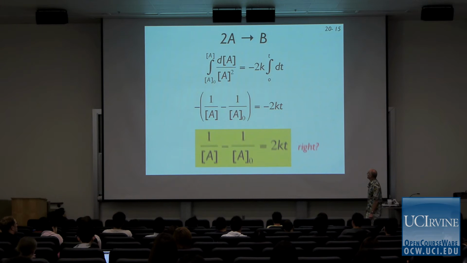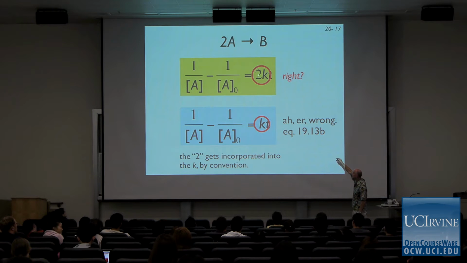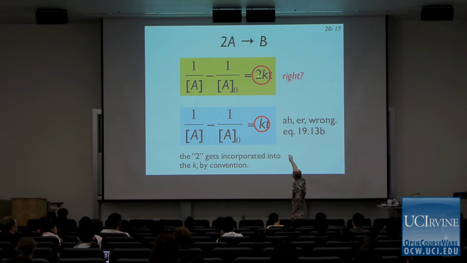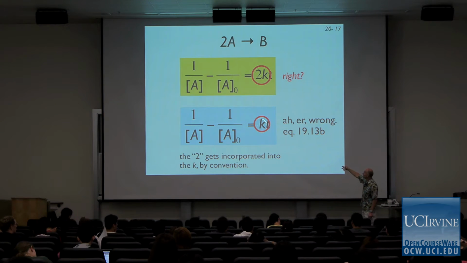Well, this is not the one that's in your book. If you look up this reaction in your book, it's reaction 19.13b, and it looks like this. It doesn't look like this, and the reason is that this 2, by convention, is always rolled up together with the k. That 2 is always incorporated into the k. The 2 gets devoured by the k. The constant includes that 2. So it's not there. When we talk about the rate constant, we're talking about this k that includes this 2, if you want to think about it that way.